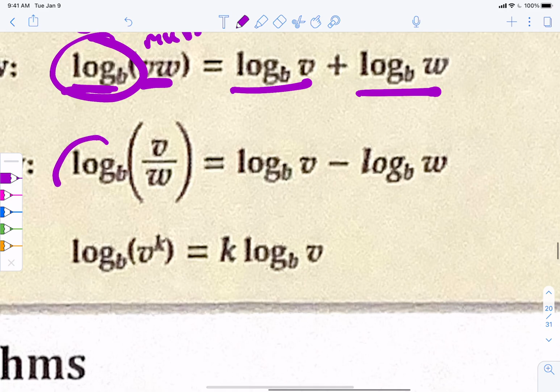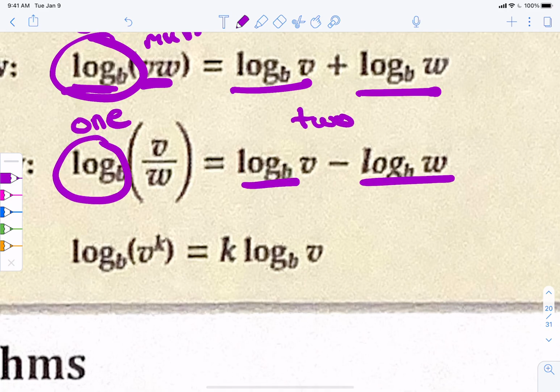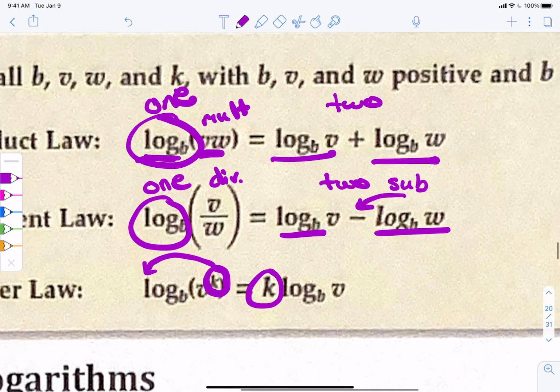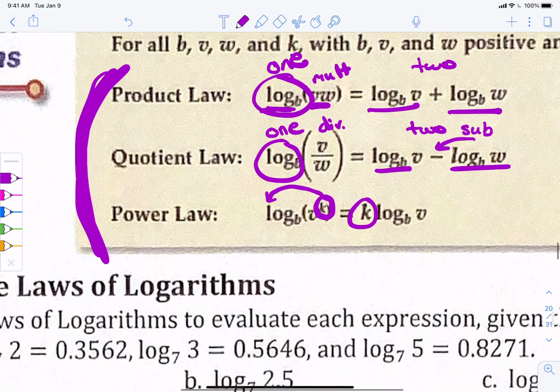One log over here becomes two logs, but in order to separate them, you have to change from divide to subtract, right? And then here, the rule was if you have an exponent and you have a log in front, that number can just come down in front, like the k comes here in front. That's kind of our favorite rule because then we can do really interesting things with it. All right. Moving on. Ready?